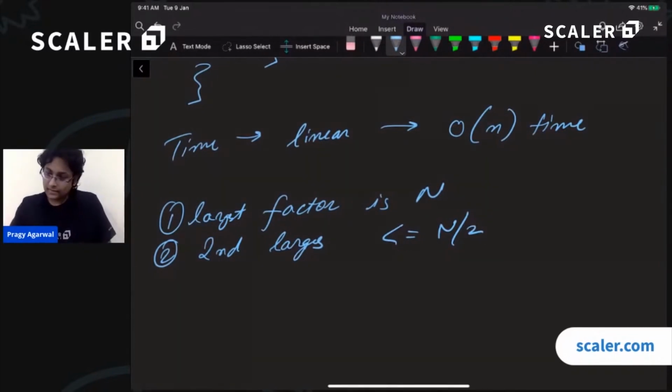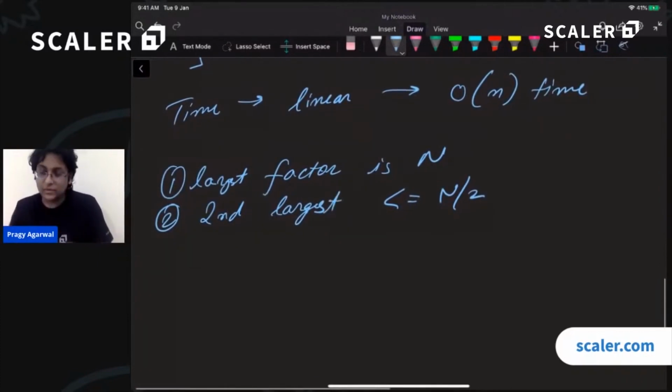Why? Because if it is greater than n by 2, then its corresponding pair will not be an integer. Divisors always come in pairs, right? Factors always come in pairs. 2 is the smallest integer that might divide this number apart from 1, right? So we know that the second largest has to be less than or equal to n by 2.